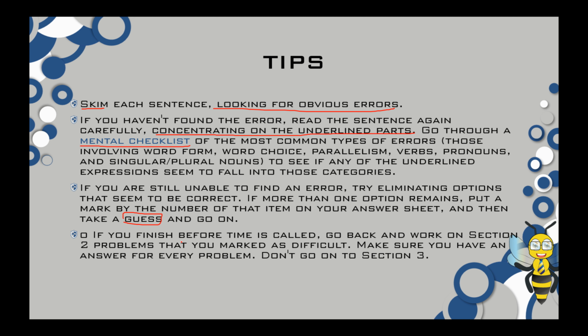Finally, if you finish all these sentences before the time is over, go back and work on the problems that you marked. So, number one, skim. Read the sentences quickly and select the answer. Number two, reread and concentrate on the underlined parts, doing a checklist. Number three, if you don't know the answer, try to eliminate the ones that you think may not be correct, and skip the sentence. Go to the next exercise. And after, when you finish everything, if you still have time, go back to these exercises and answer. And don't forget, always guess.